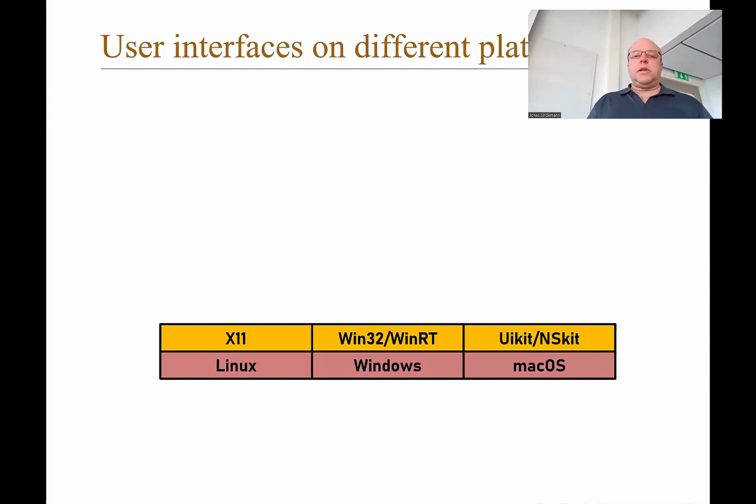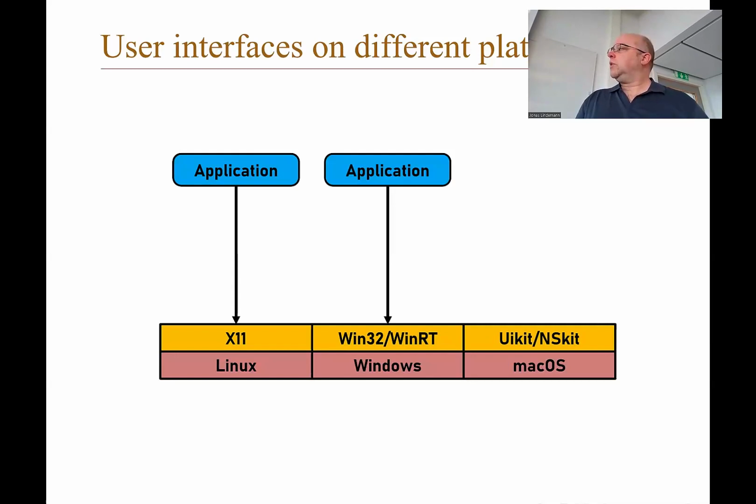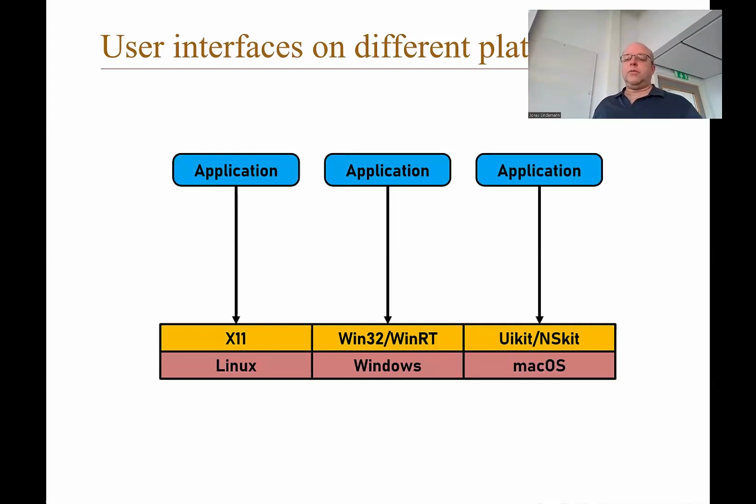And if you want to implement an application that runs on all of these platforms, you need one application compiled with code for X11, one application with specific code for Windows, and then one specific application for Mac OS. And of course, this is not ideal. We want to have one single source code that we can deploy on every platform.